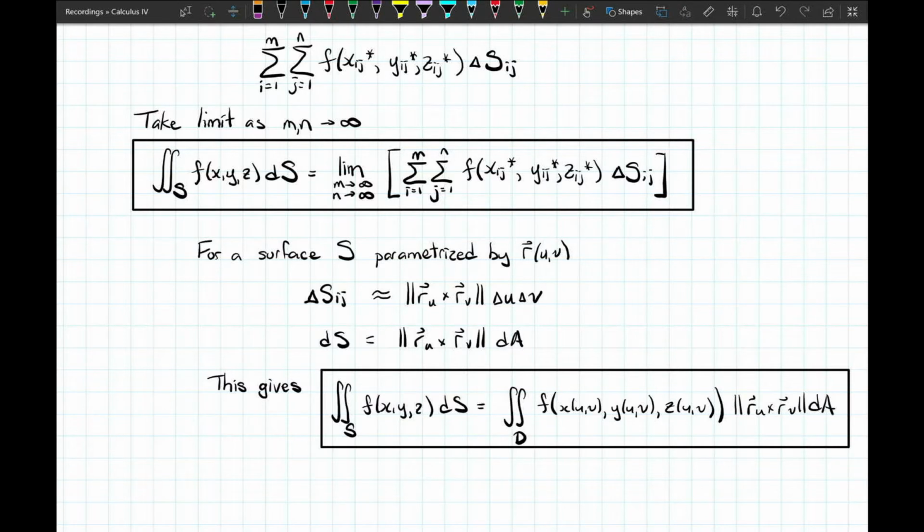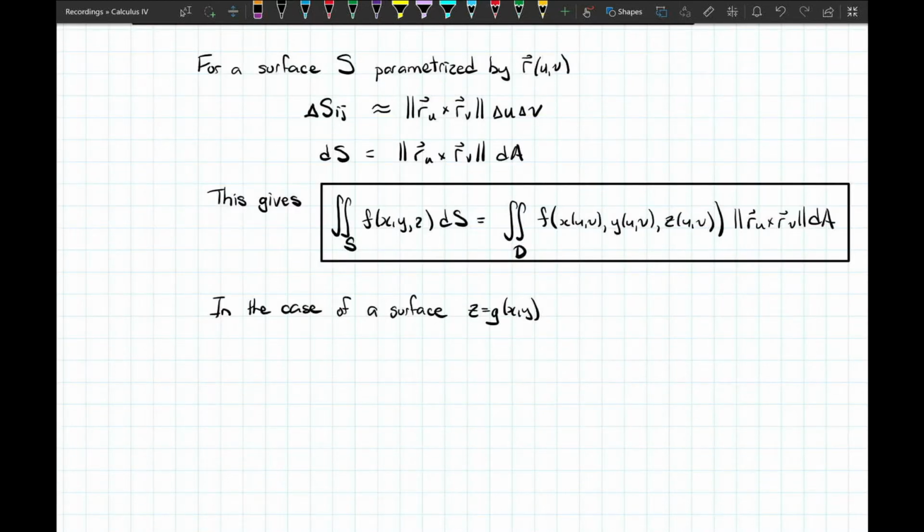Now, if we have the case where our surface isn't parameterized in terms of u and v, but maybe our surface is simply a function z equals g of x, y, then this can be simplified a little bit. If we have the case where we have a surface of the form z equals g of x, y, remember that we can make a parameterization out of that. We can just have a parameterization r of x, y equal to x, comma y, comma g of x, y.